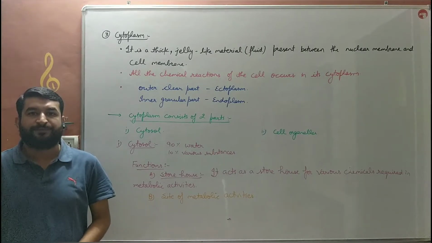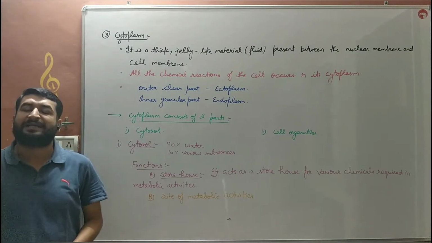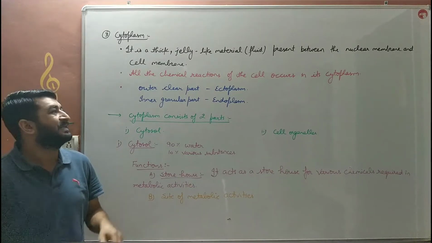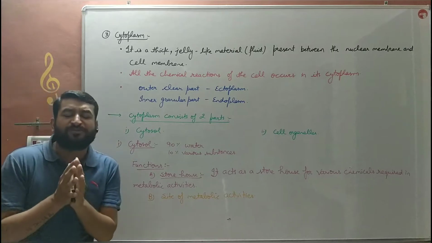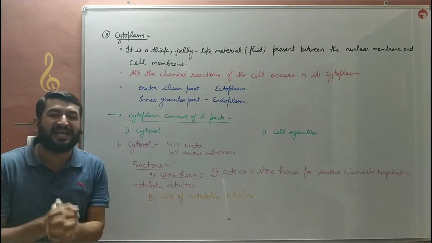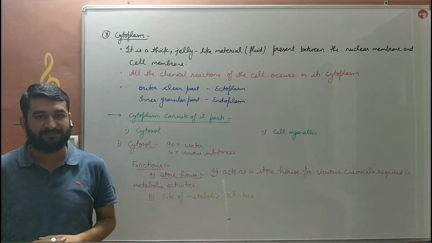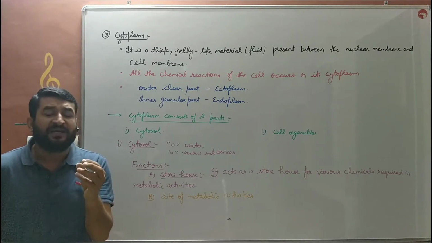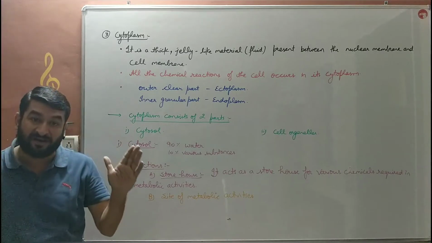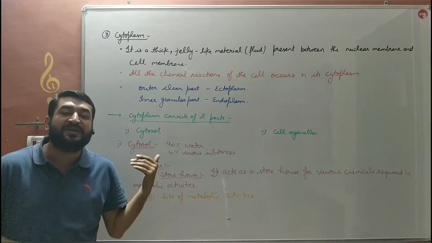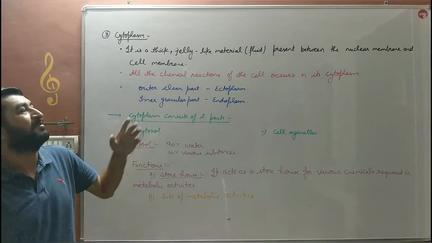In this video, we will discuss the next component of the cell, that is cytoplasm. The ground substance present inside the cell is known as cytoplasm. Basically, it is a fluid, jelly-like substance present in the cell between the nuclear membrane and the cell membrane.